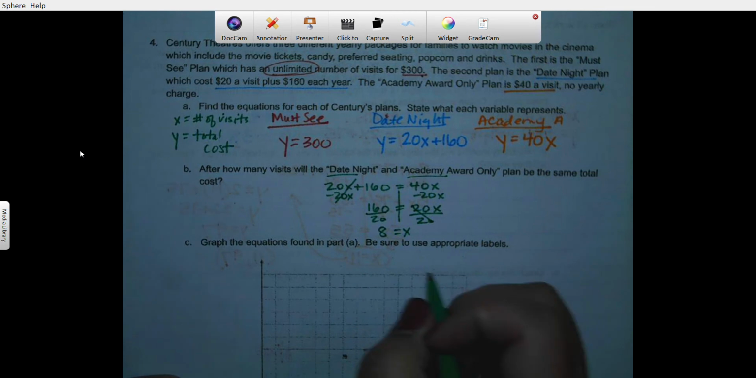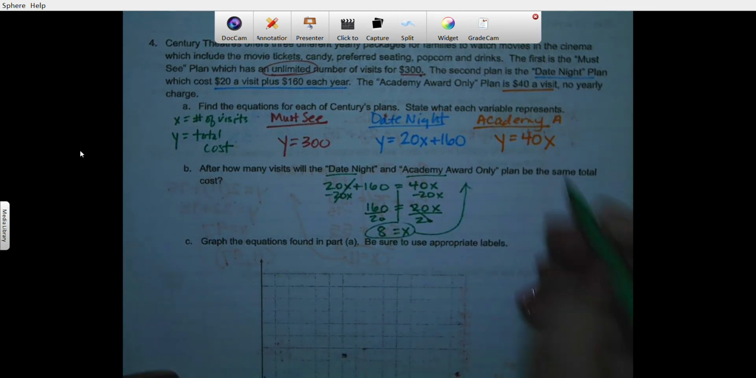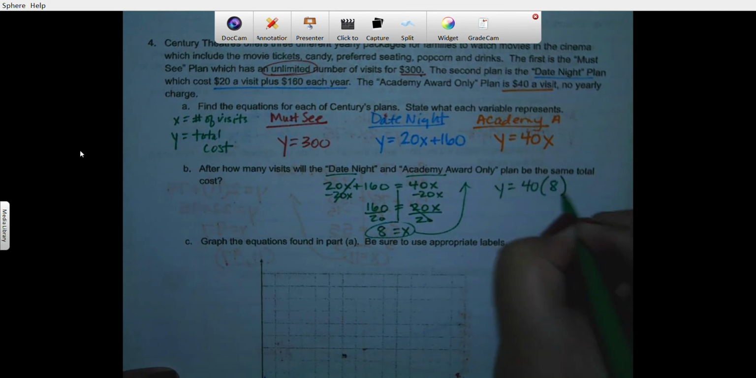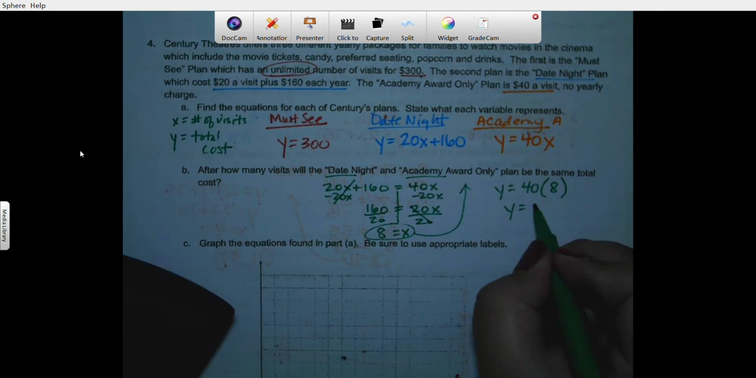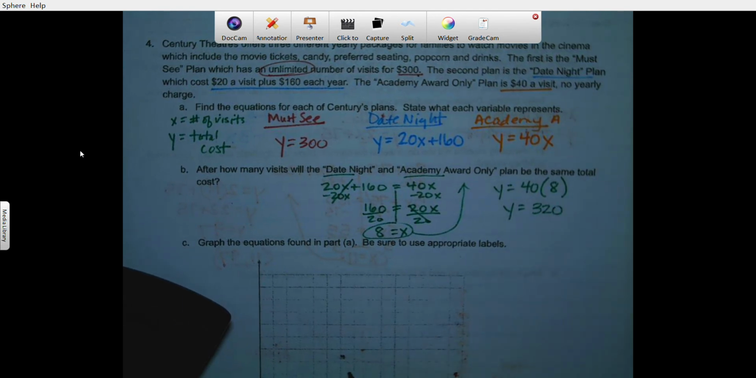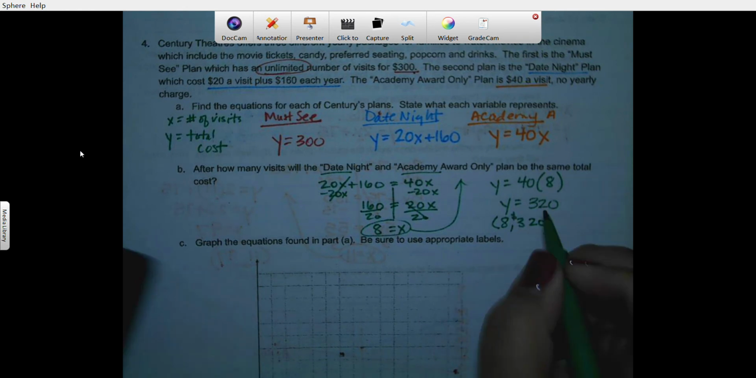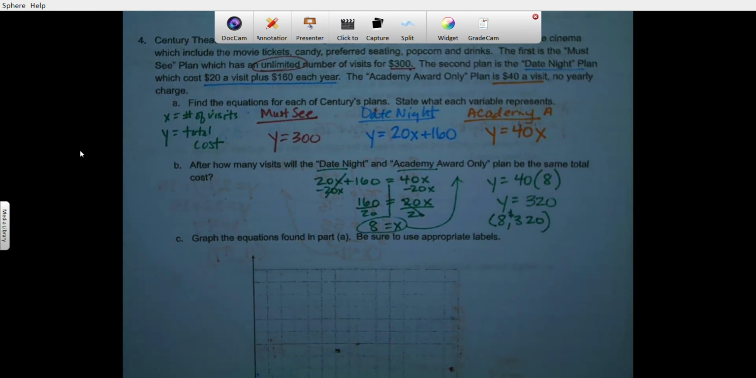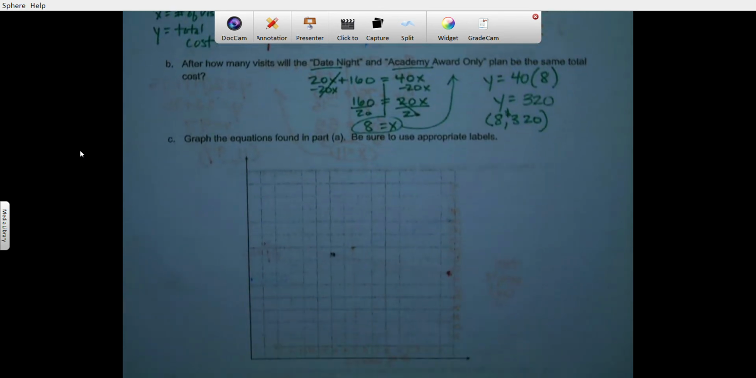And I want to know the y value. So I'm actually going to take this and plug it back in to get the cost, so I know that point of intersection. So now I have the point 8, 320. Now I have a better understanding. I don't have to count my slope. I can just use my point of intersection instead.